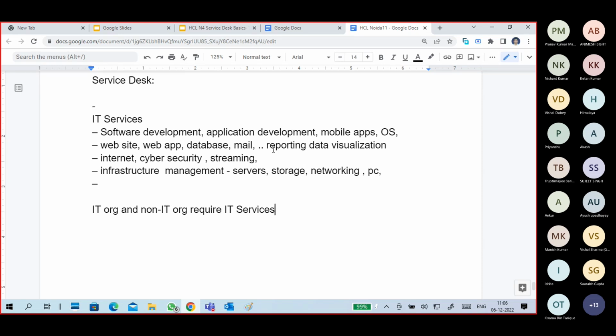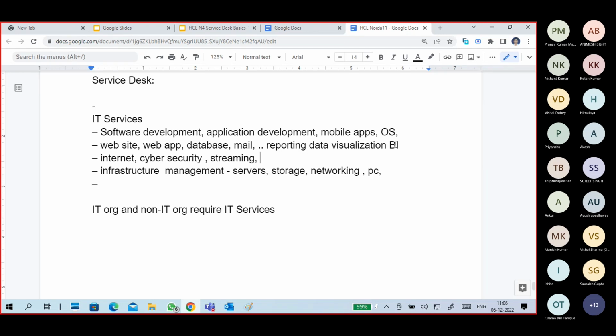Different types of IT services are there: application development, or maybe mobile applications, operating systems. It can be a website or databases, mail kind of services, or it can be data visualization, BI business intelligence tools. Okay, or maybe it is internet related, or security related, or streaming related, or this kind of stuff.